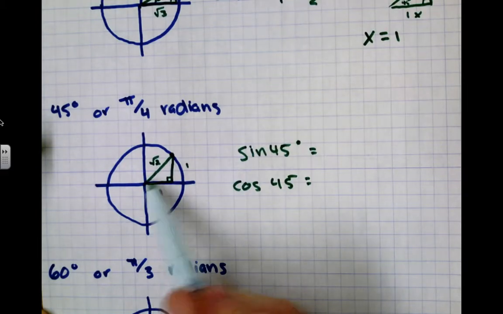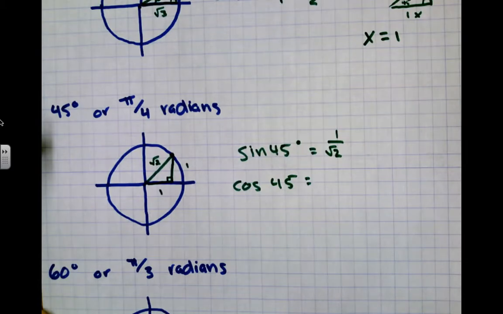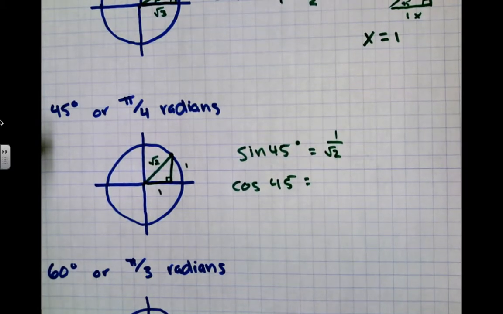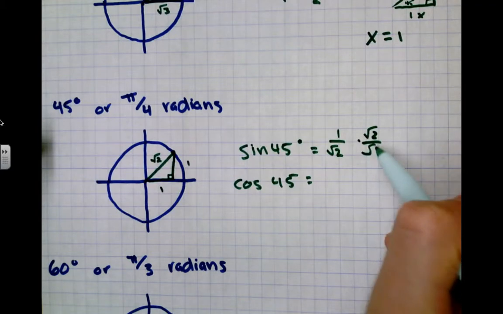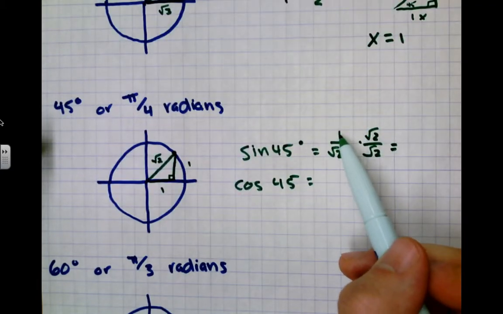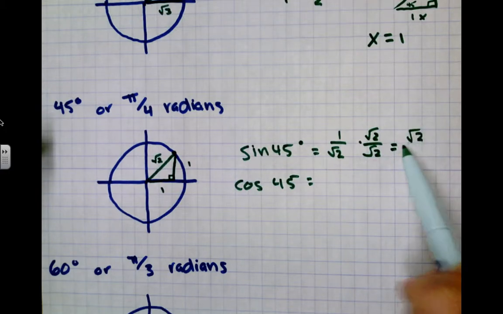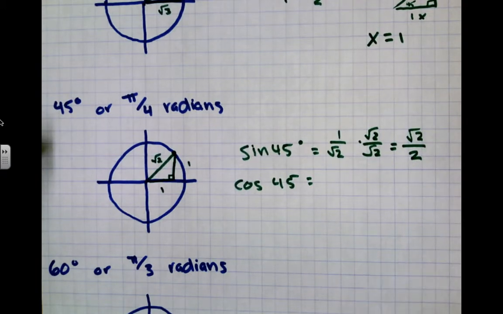The same sort of way. Y over r in this case would be 1 over the square root of 2. And when we look at that, what we don't like is the radical in the denominator, so we have to get rid of that. To do that, we multiply by square root of 2 over square root of 2, or rationalizing the denominator, because now we'll have square root of 2 over 2, which is much nicer to look at.